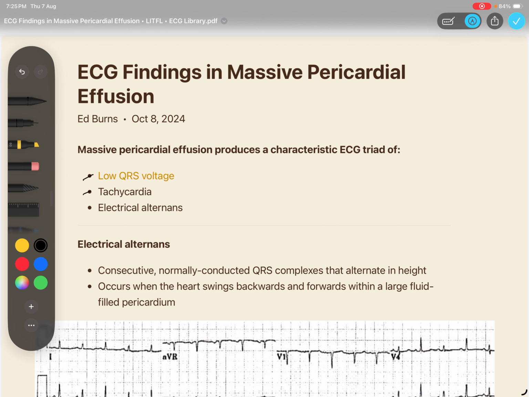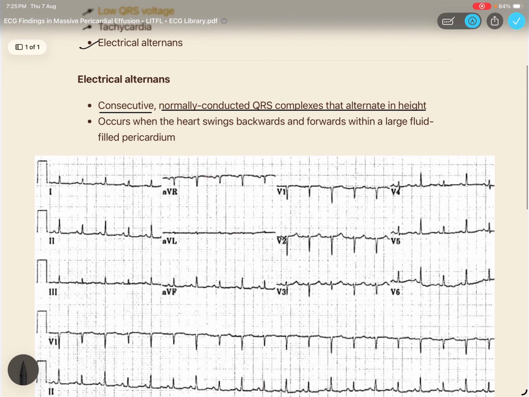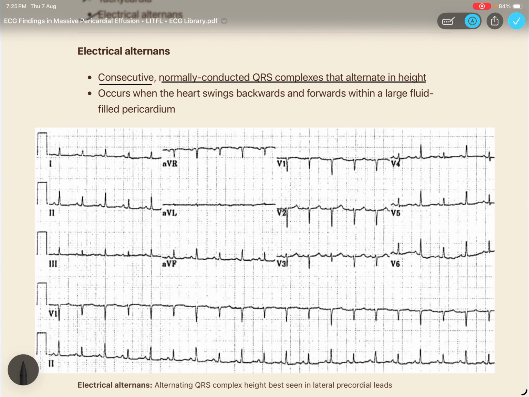Tachycardia, low QRS complex, and electrical alternans. Electrical alternans is consecutive, normally conducted QRS complexes that alternate in height. It occurs when the heart swings backwards and forwards within a large fluid-filled pericardium. Okay, we can see here that it is going here and then down.